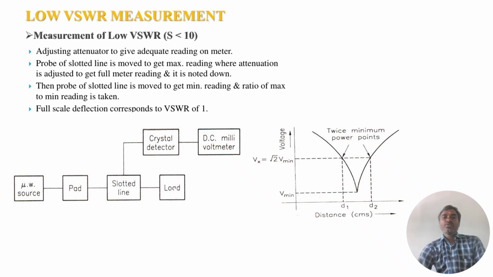For measuring the low VSWR, initially we need to take the microwave bench setup. In this microwave bench setup, the pad or attenuator is adjusted to show an adequate reading in the voltmeter. After that, the probe which is attached to the slotted line section is moved to get the maximum reading as well as the minimum reading in the voltmeter. Those maximum and minimum readings are noted. Then finding the ratio of maximum voltage by minimum voltage will give you the value of VSWR.